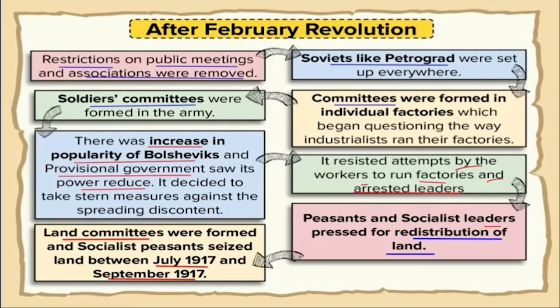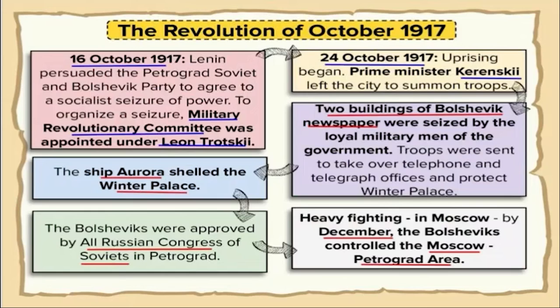But after the February Revolution, the war wasn't over. After that came the Revolution of October, also known as the October Revolution. Now, on 16th October 1917, Vladimir Lenin had persuaded the Petrograd Soviet and the Bolshevik party to agree to a socialist seizure of power. What they did was, when Vladimir Lenin came back from his exile, he said to the Petrograd Soviet and the Bolshevik party, we will join our hands together and seize the power.